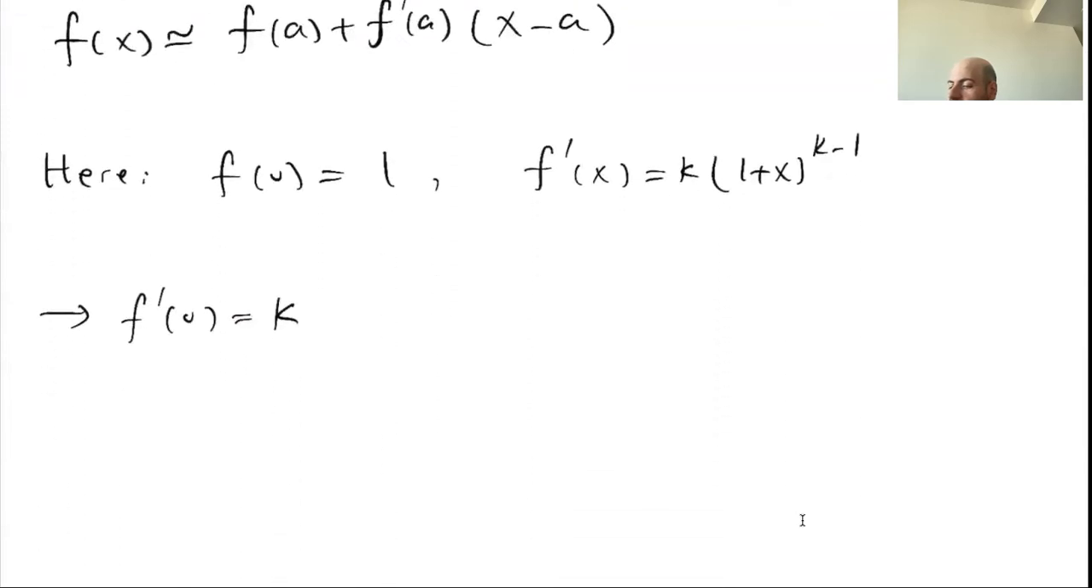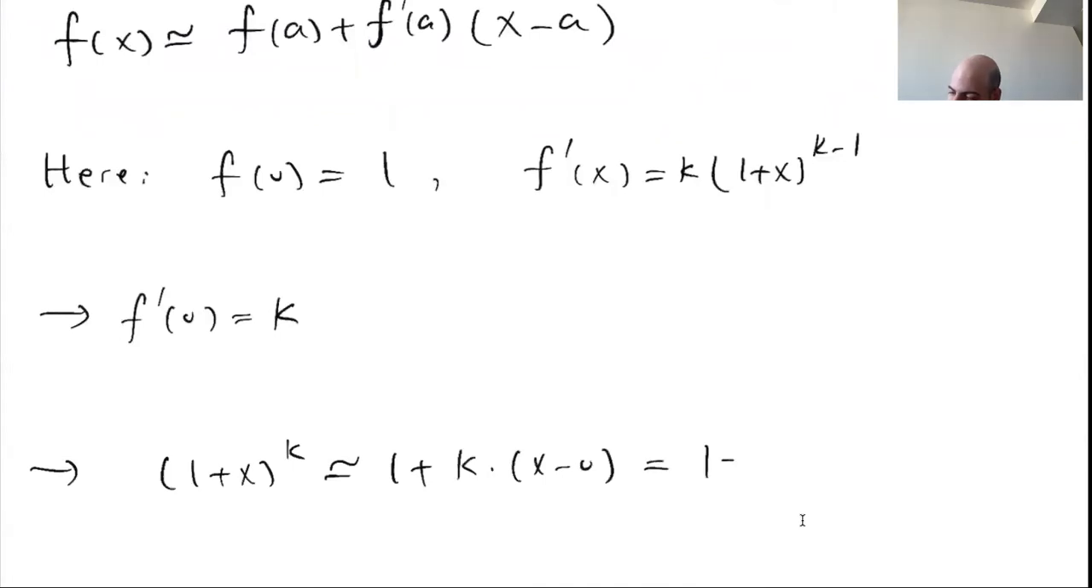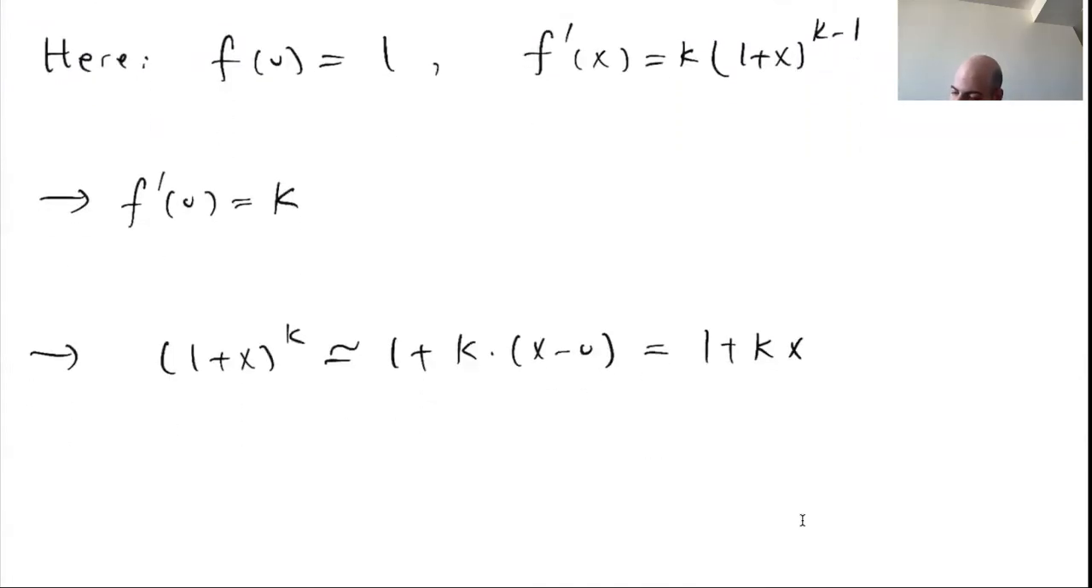And so we can say that f of x, which is 1 plus x to power k, is almost equal to 1 plus k times x minus 0, which is 1 plus kx. So we can say 1 plus x to the power k is almost equal to 1 plus kx, which was the first part of the question.